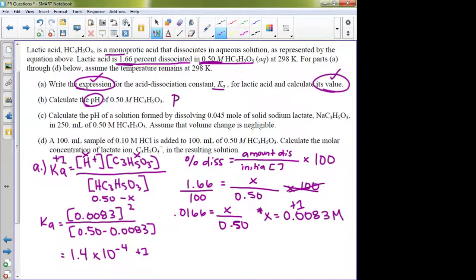So I just say pH is equal to opposite the log of 0.0083. How many decimal places do I want? 2. So my pH is going to be 2.08, plus a point.